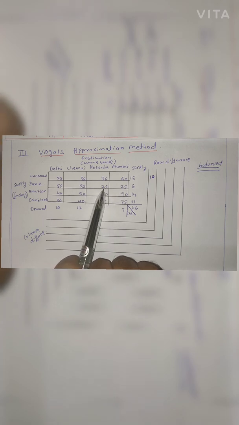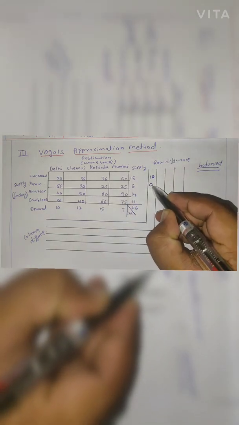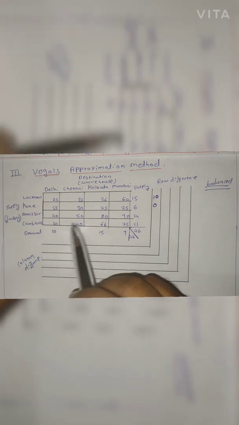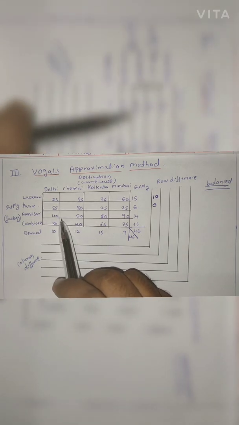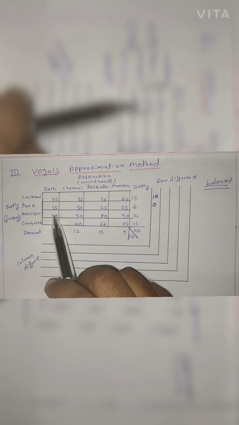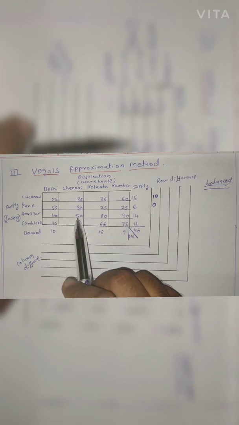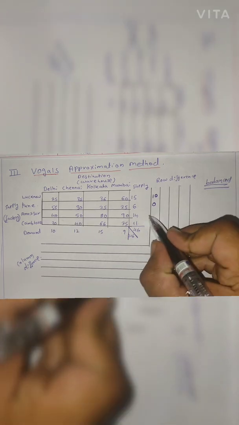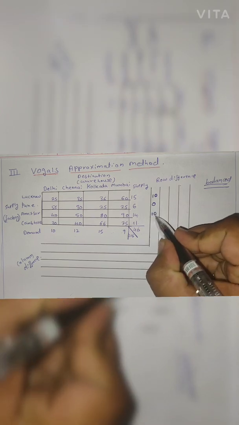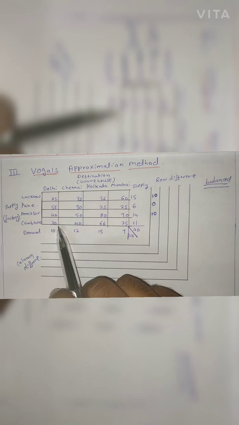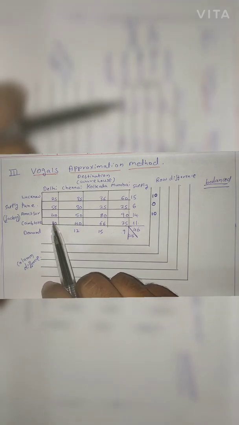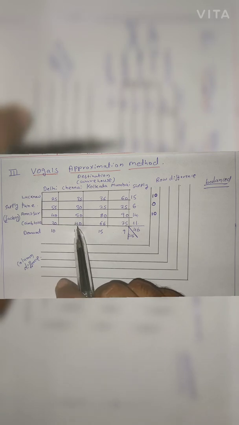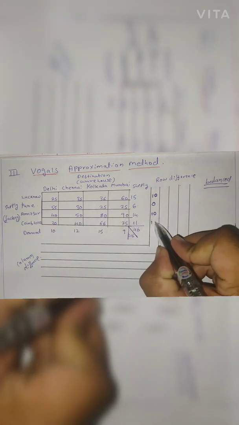Similarly in the second row, the lowest one is 25. The second lowest you can see is 25. So 25 minus 25, you will get 0. Similarly in row 3, the lowest value is 40 and the second lowest value is 50. So 50 minus 40, you will get 10. This is the last row. The lowest is 30, the second lowest is 40. So 40 minus 30 is 10.